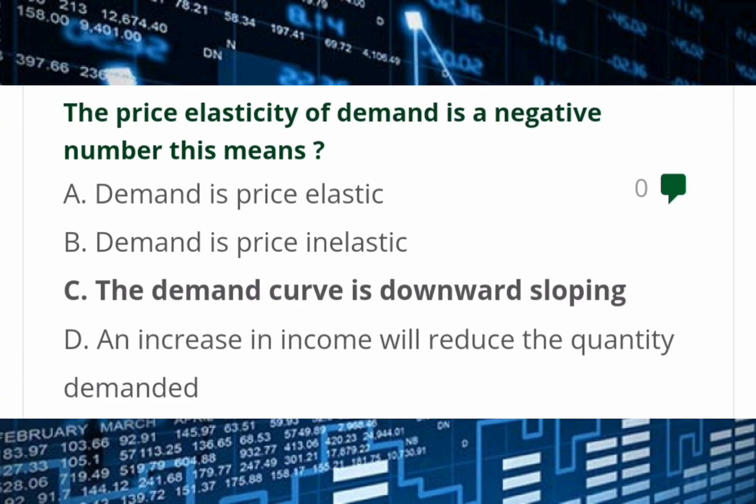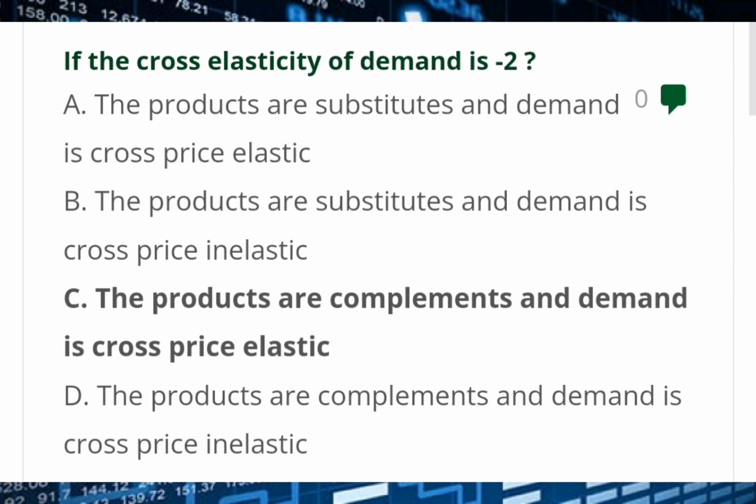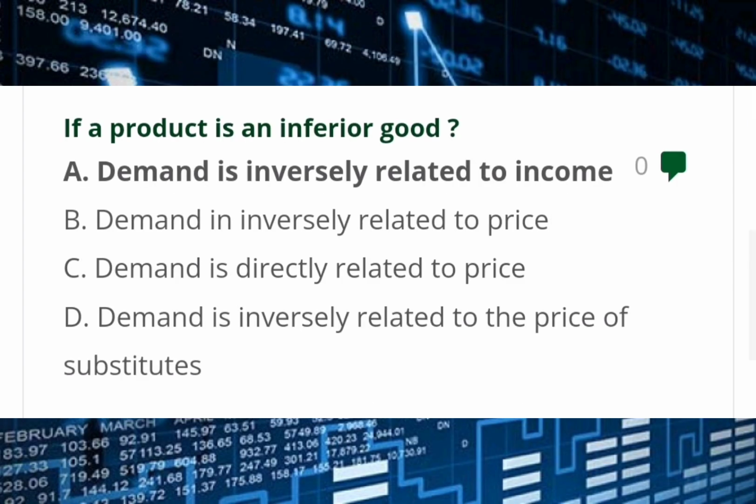The price elasticity of demand is a negative number. This means answer C, the demand curve is downward sloping. If the cross elasticity of demand is -2, answer C, the products are complements, and demand is cross price elastic. If a product is an inferior good, answer A, demand is inversely related to income.